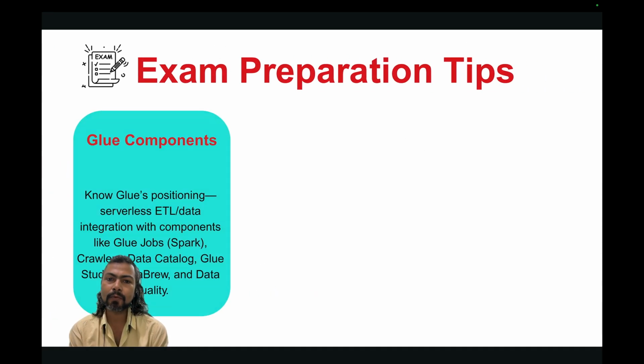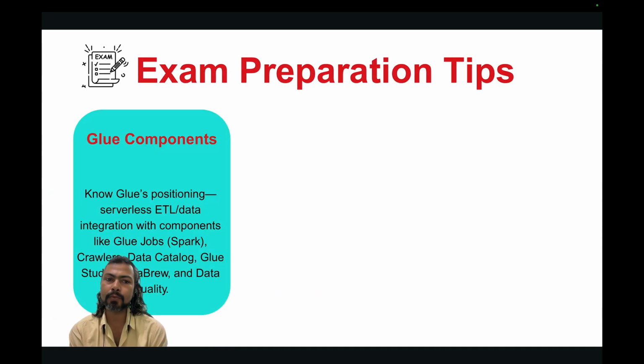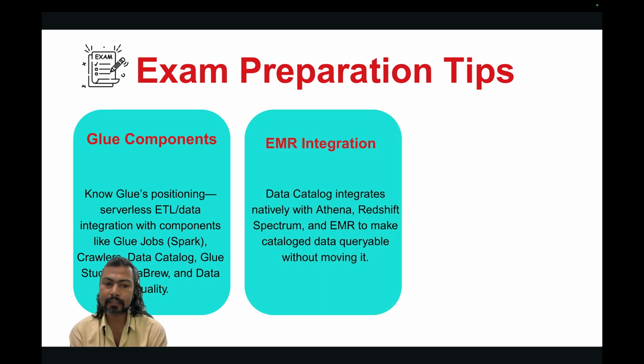Let's see a few more common tips which can help you identify exactly where we have to choose Amazon Glue. First is Glue components. Wherever we see ETL, the first thing will be Glue, because Glue is specifically for ETL, which has some subsections as well. For example, Data Catalog, Glue Studio, DataBrew, and Data Quality. So whenever you see the ETL data or ETL process to be used, Glue is the answer.